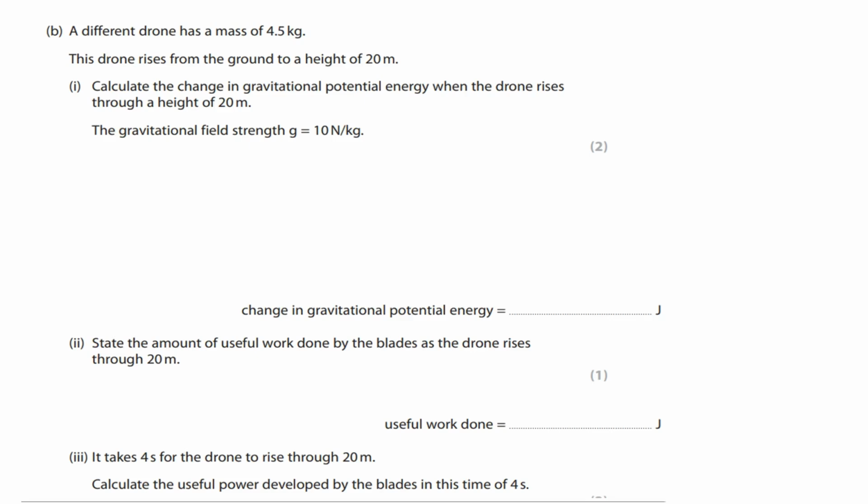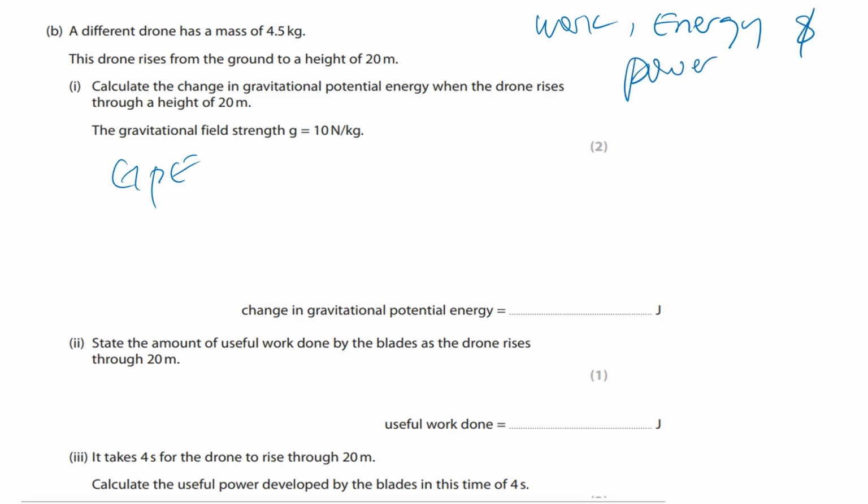Now, you are given that the gravitational field strength g is equal to 10 Newton per kilogram. You are asked to find the gravitational potential energy, GPE. So this question is under work, energy, and power. All you need to do is refresh your memory on the concept behind work, energy, and power, the definition of work, the formulas, energy, and power as well.